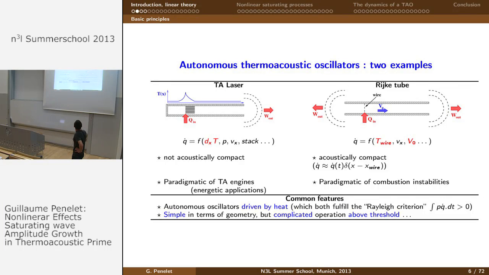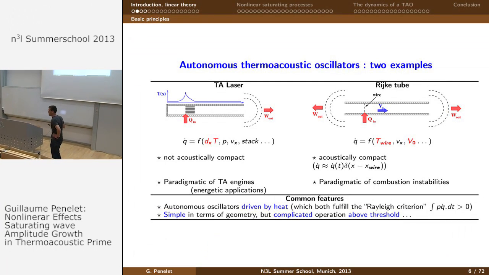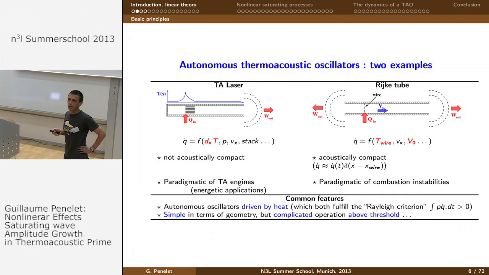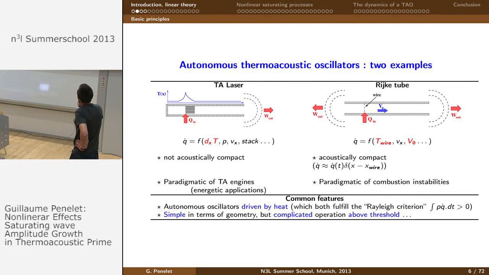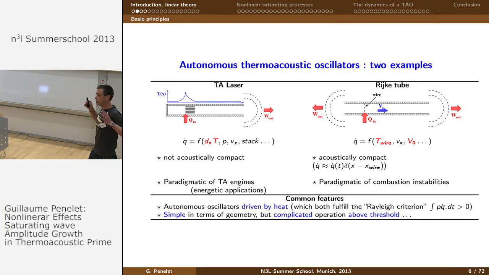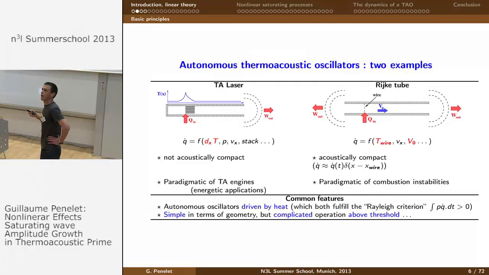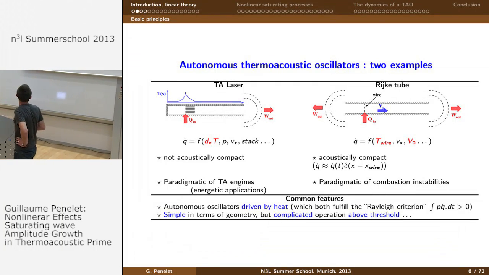In the case of the Rijke tube, the self-sustained oscillations are driven by a hot grid combined with a mean flow, while in the case of this thermoacoustic engine, the self-sustained oscillations are driven by a temperature gradient in a porous medium that we call a stack. So this device is prototypical of the problems that we encounter when designing thermoacoustic engines. And it is very simple in terms of geometry, but above thresholds, it has some complicated operation, and this is what I will discuss today.